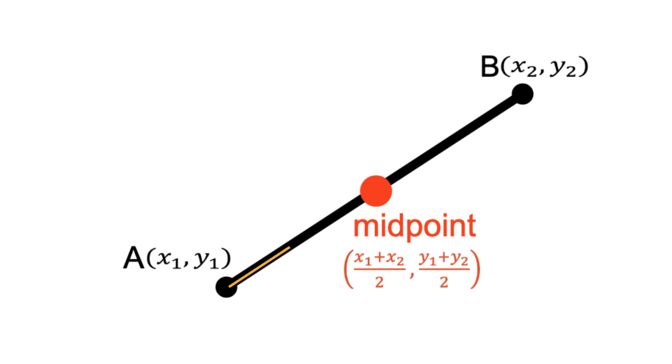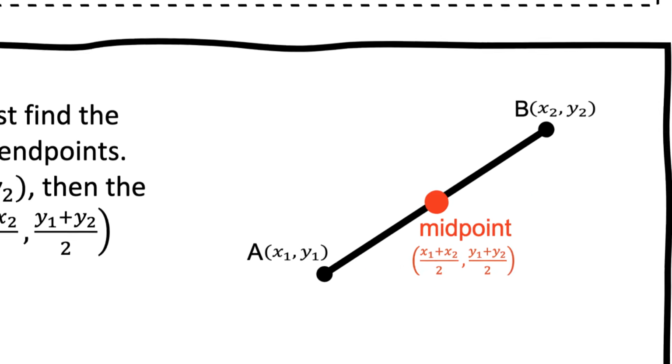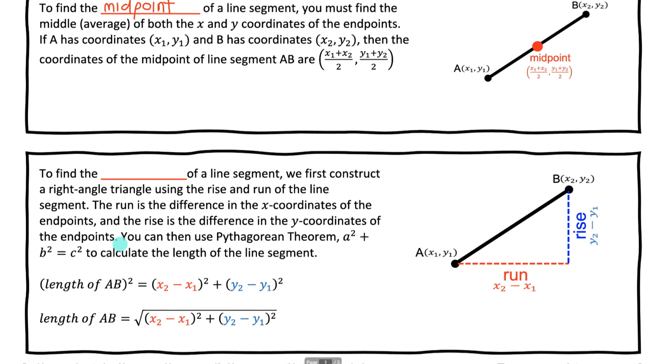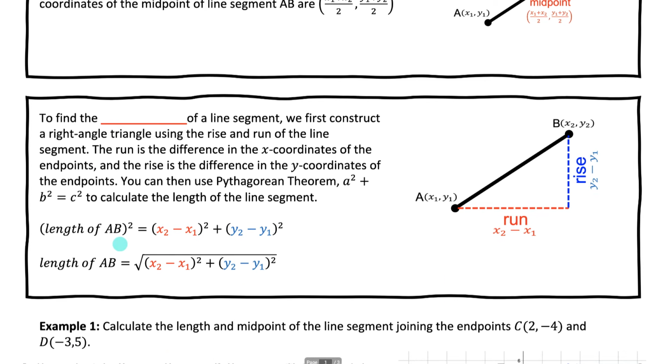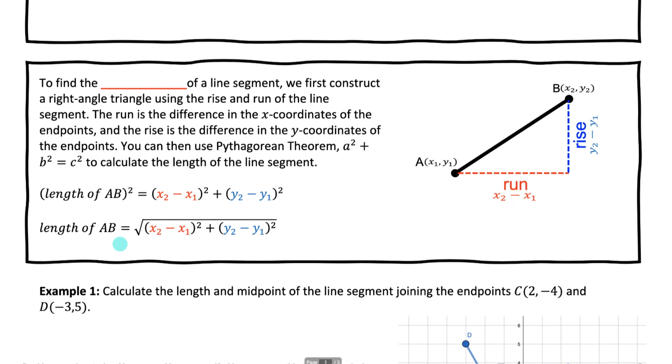To find the midpoint of line segment AB, we average the x coordinates by adding them and dividing by 2. And then we average the y coordinates by adding them and dividing by 2. And this will give us the x and y coordinates of the midpoint of the line segment. Let's move on to the length of a line segment formula, and then we'll do some practice questions where we find midpoints and lengths of line segments.